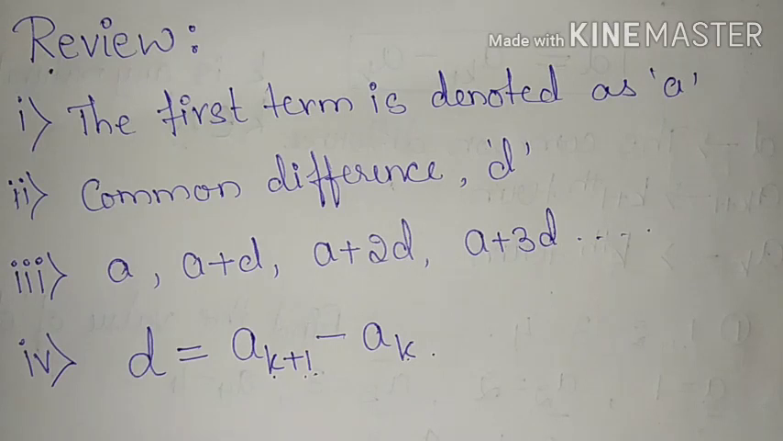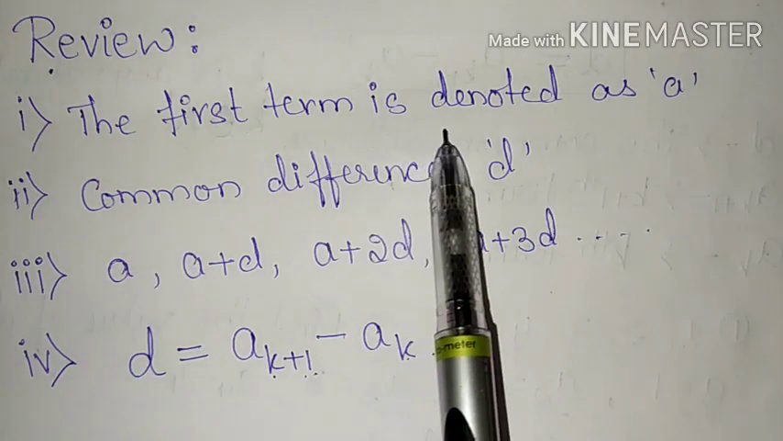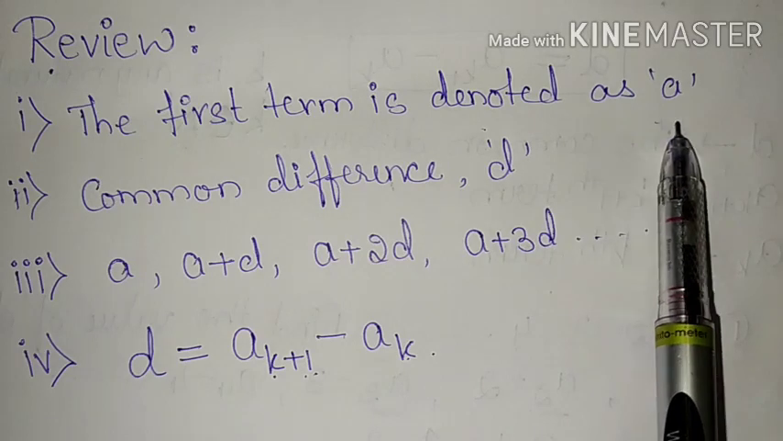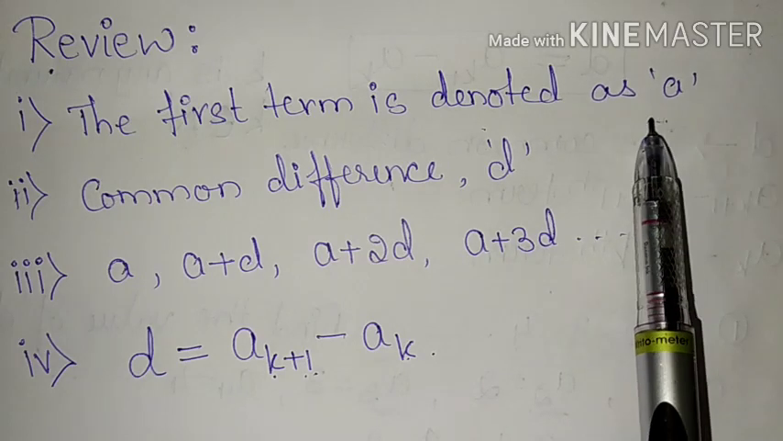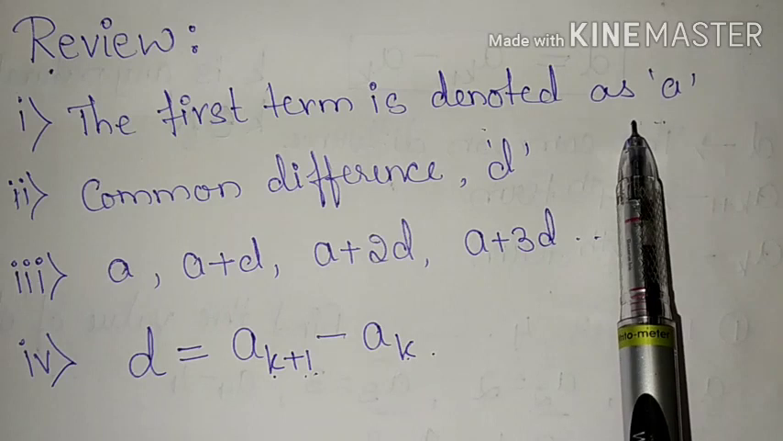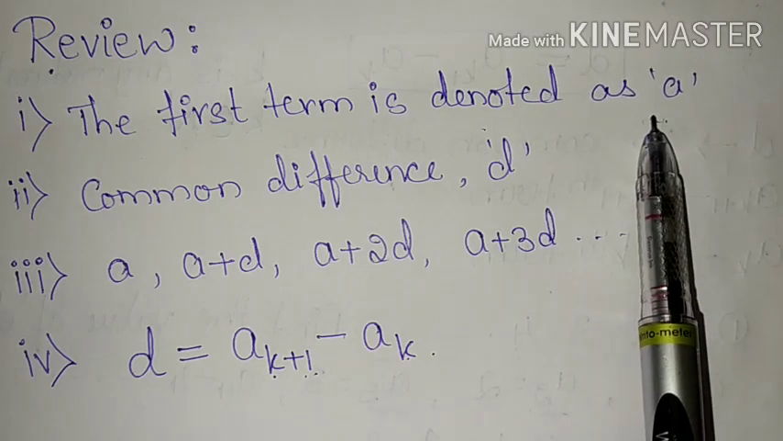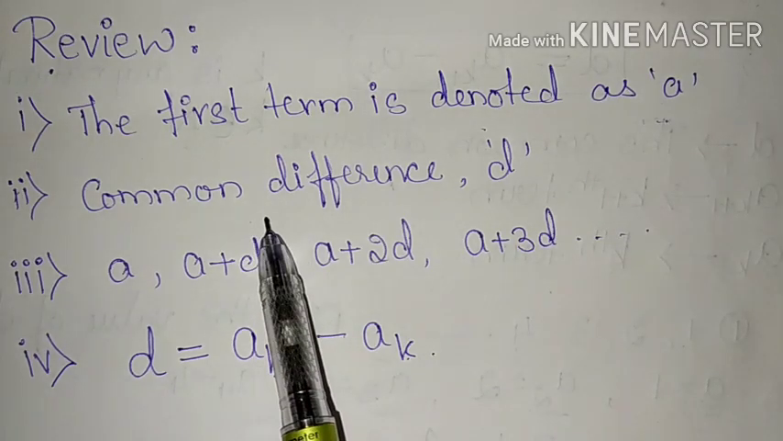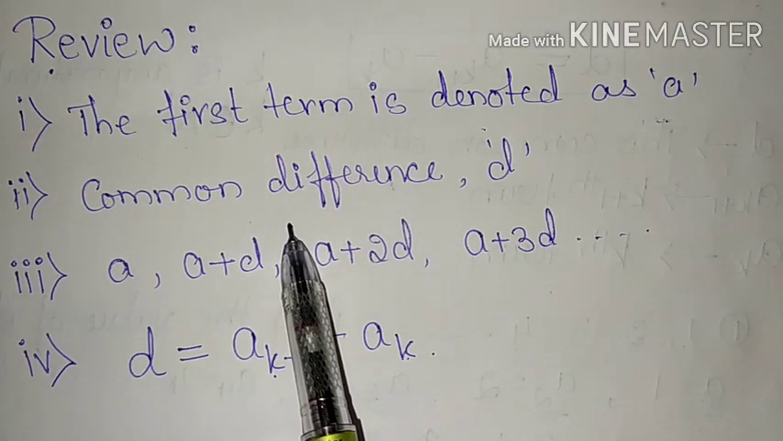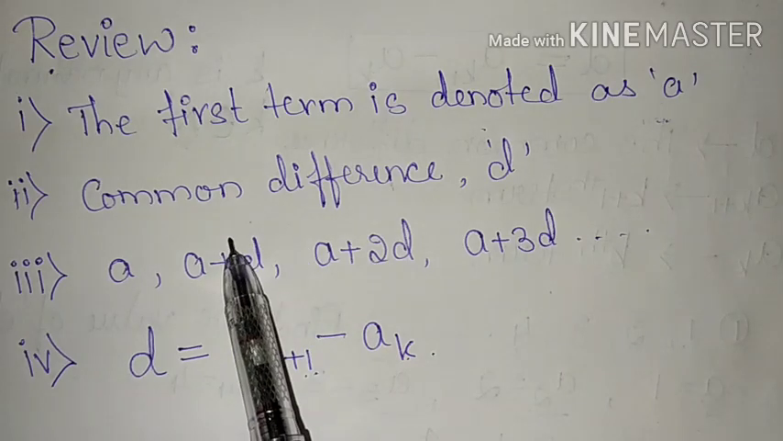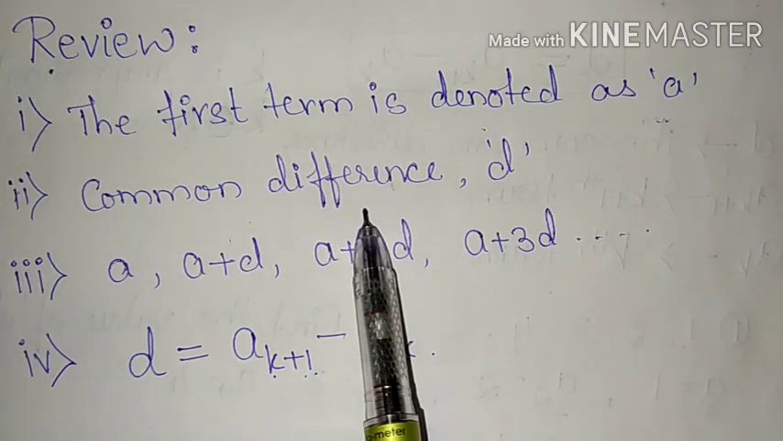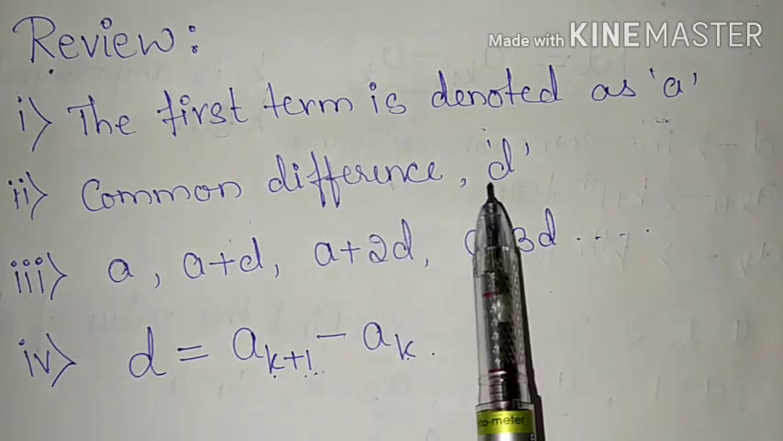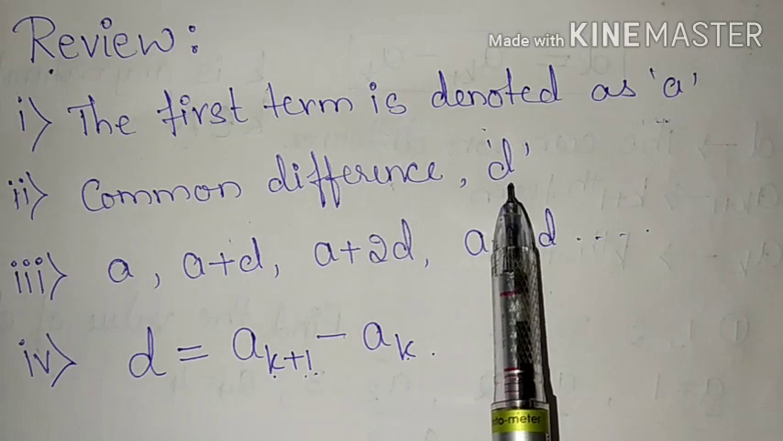Also, the first term of an arithmetic progression is denoted by A. It is also called A1, but for generalization purposes and solving problems, we denote it as A. And second, the fixed number which is added to the previous terms to form the arithmetic progression is known as the common difference. This common difference is denoted by small letter d.